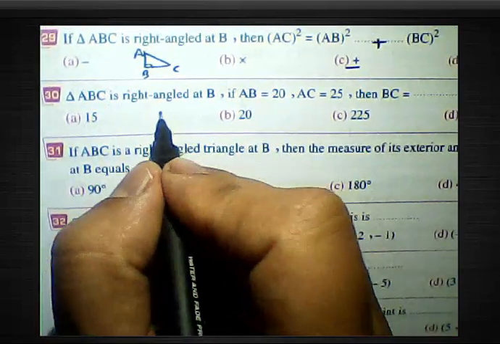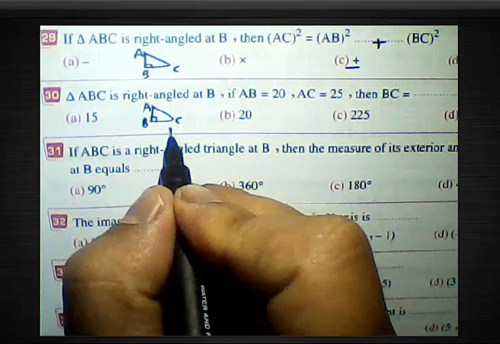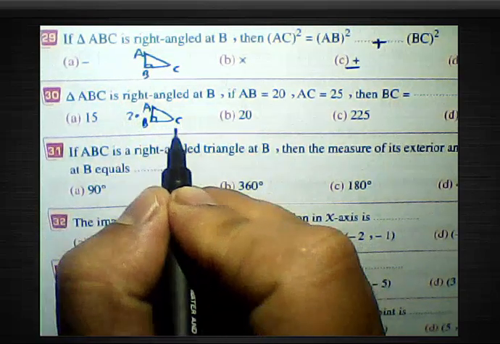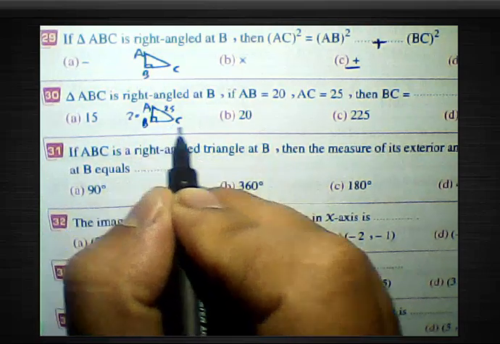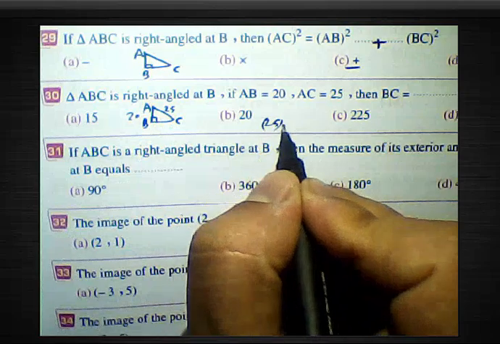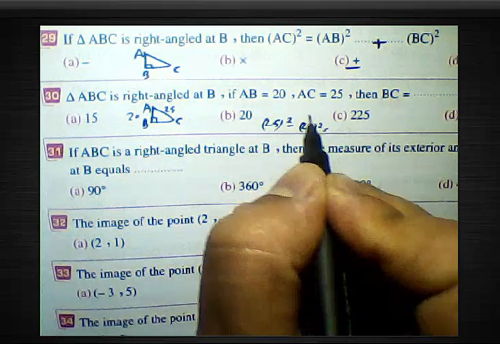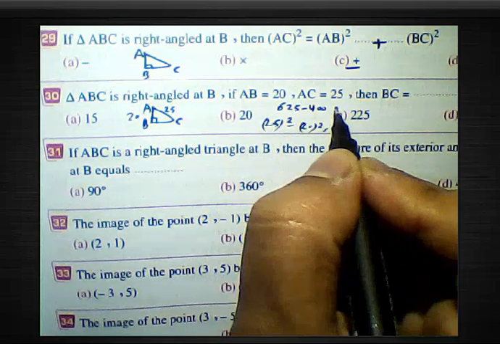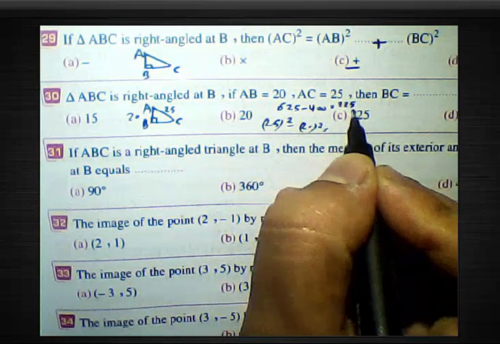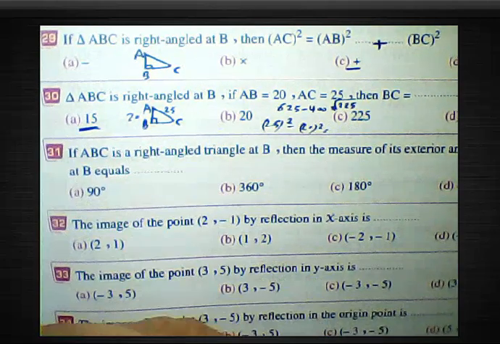ABC is a right angle triangle at B. AB equals 20 centimeters and AC equals 25 centimeters. Then BC equals 25 power 2 subtract 20 power 2, which equals 625 subtract 400, which equals 225. The square root of 225 equals 15 centimeters.